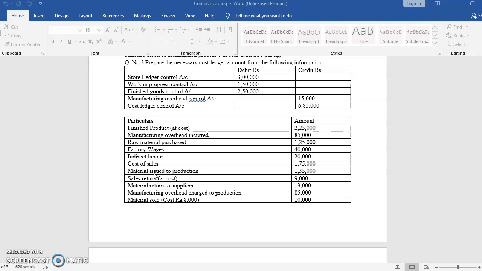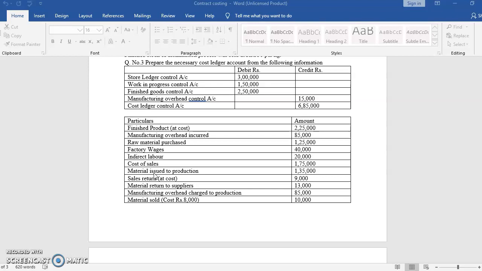Work in progress purpose. It is a production. Production means what? Work in progress. So on the store ledger control credit side, write down by work in progress control account, and on the debit side of work in progress control account, write down to store ledger control account 1,35,000. Then the sales return, in the bracket written at cost.